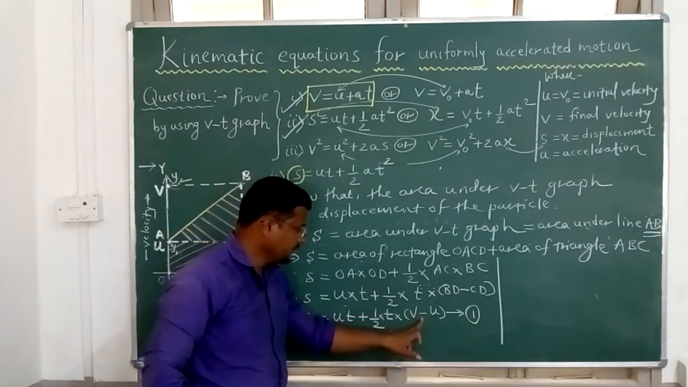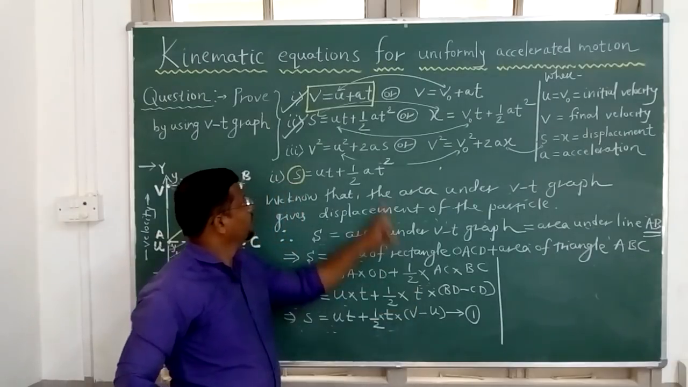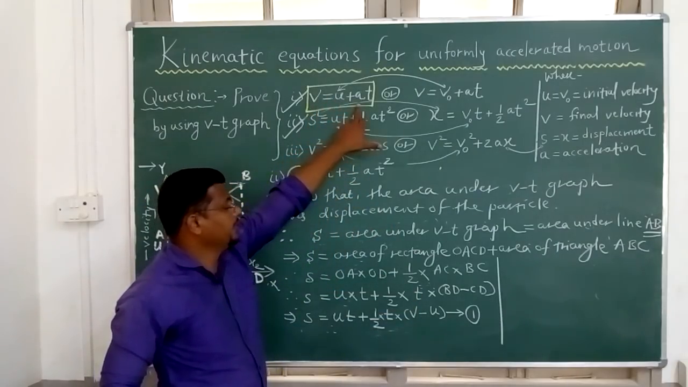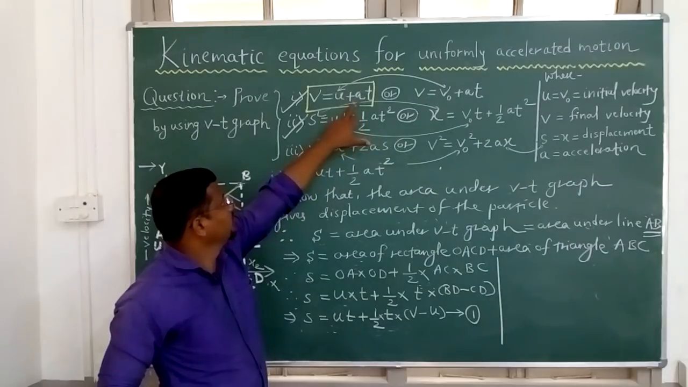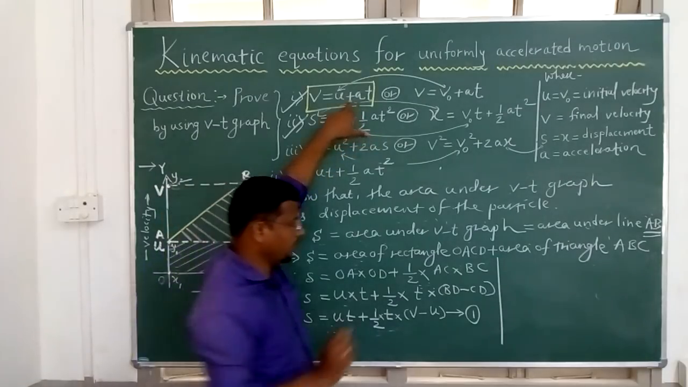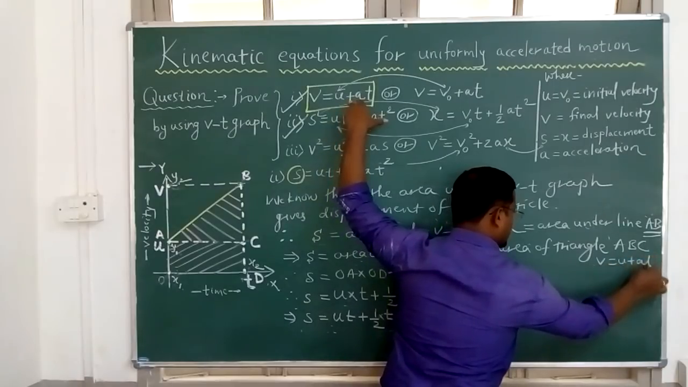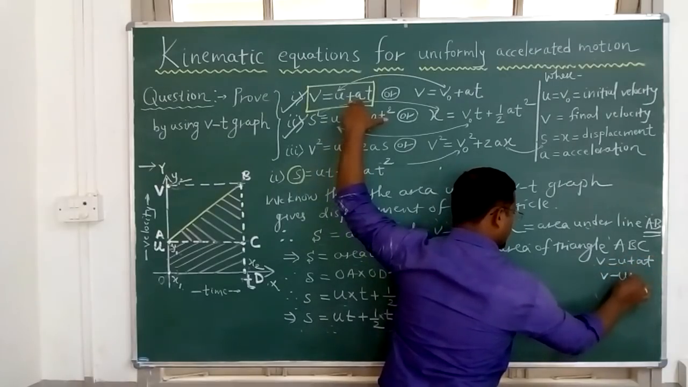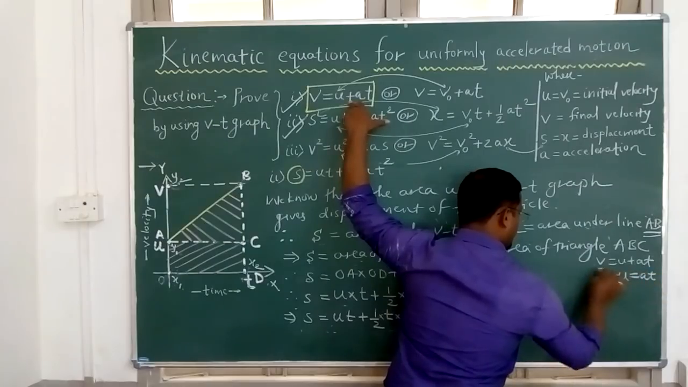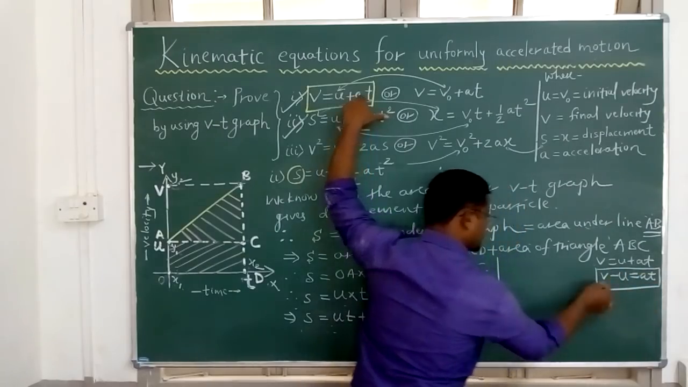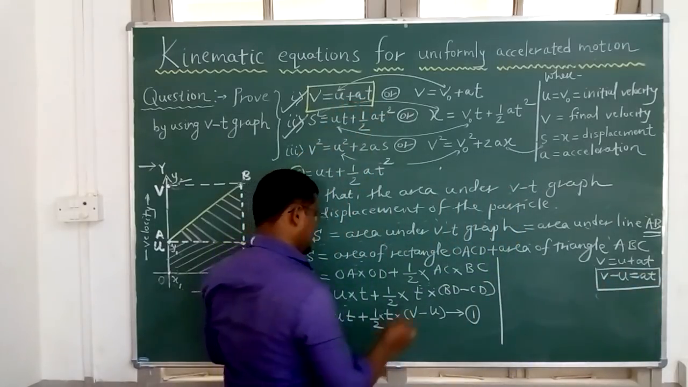But this V minus U, can I write it is equal to AT from this equation here, right? What we have? V is equal to U plus AT. So what is V minus U? It is equal to AT now, which gives me my proof here. Very simple.